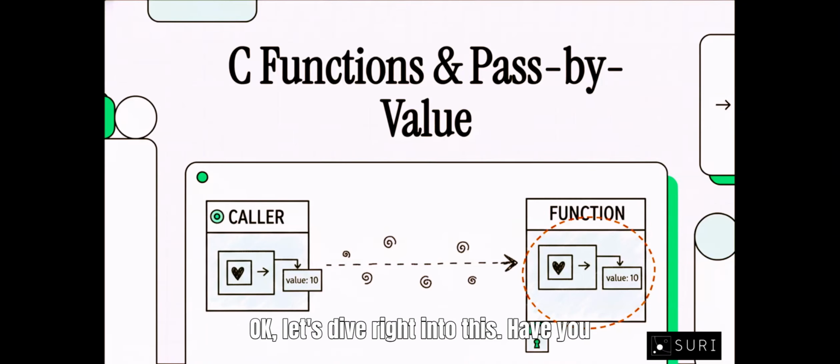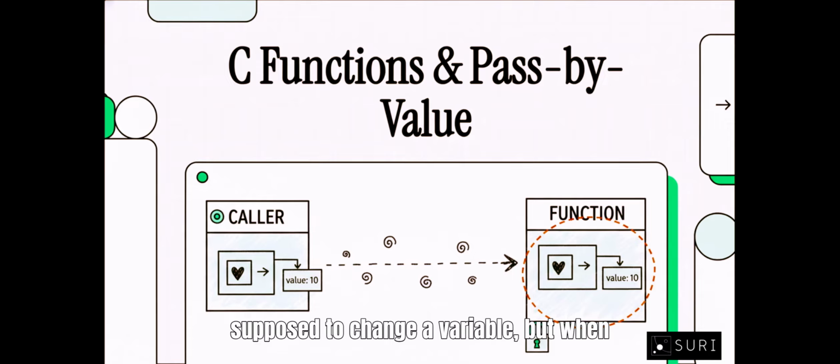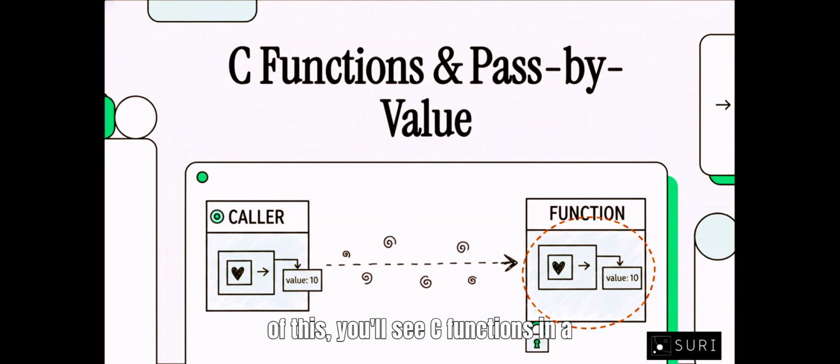Okay, let's dive right into this. Have you ever written a C function that was supposed to change a variable, but when you checked, nothing? Yeah, you're not alone. It's a classic C gotcha. And today, we're going to pull back the curtain and reveal the one simple secret that explains everything. Trust me, by the end of this, you'll see C functions in a whole new light.